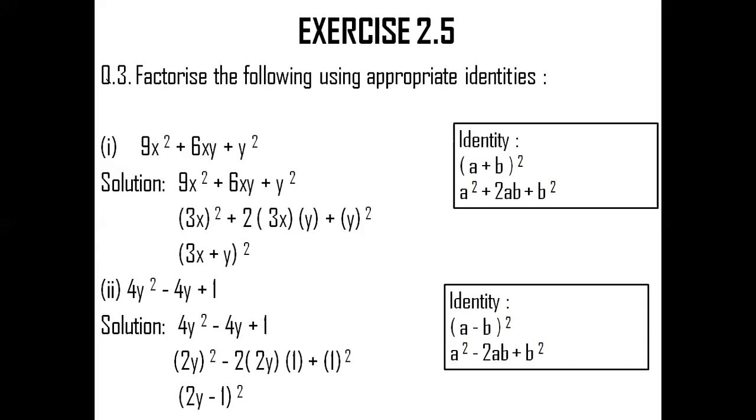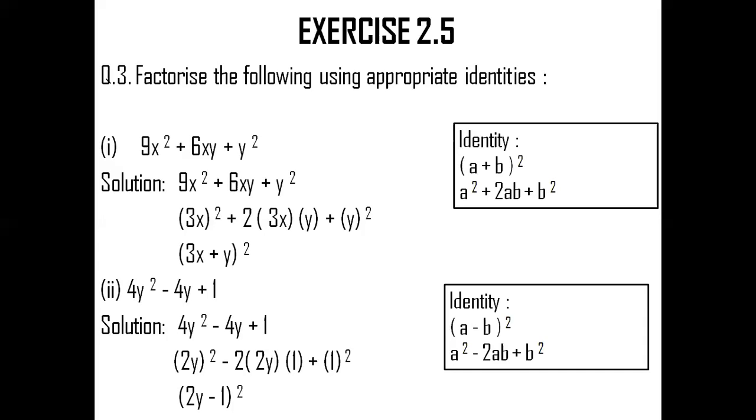So which identity shall come into play? Either (a plus b) the whole square or (a minus b) the whole square. But then you will realize that the question is 4y square minus 4y plus 1. It has got a minus 4y, which is very similar to the second identity, that is (a minus b) the whole square is equal to a square minus 2ab plus b square. So that's what I've tried to do over here also.